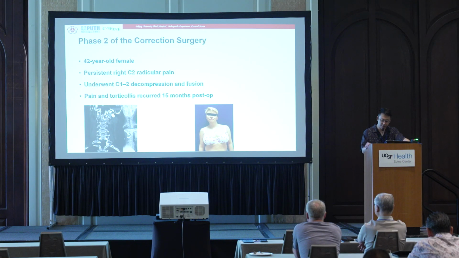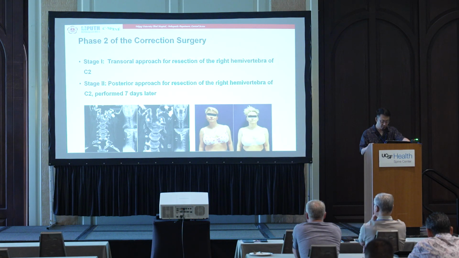This case described a 42-year-old female who initially presented with persistent right C2 radicular pain. The patient underwent C1-2 decompression and fusion, which provided temporary symptom relief. The symptoms of pain and torticollis recurred 15 months post-operatively. In response, the doctor performed a resection of the C2 wedge-shaped vertebra, addressing the underlying structural cause of the deformity and the symptom recurrence.